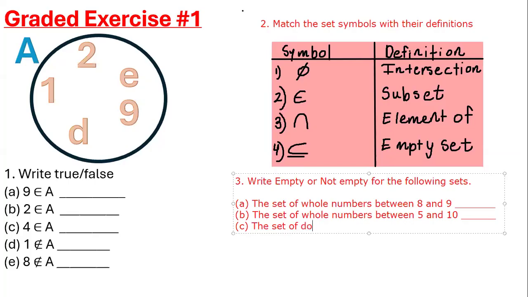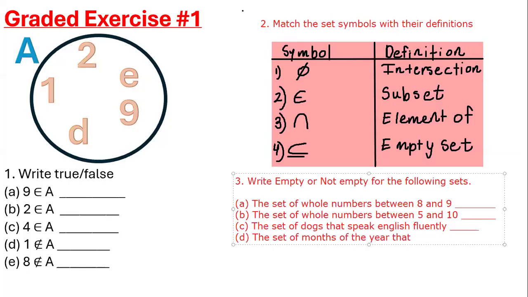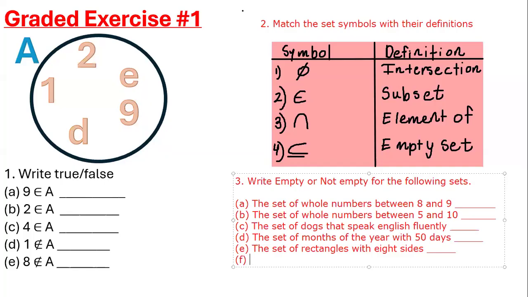The set of dogs that speak English fluently. The set of months of the year with 50 days. The set of rectangles with 8 sides. C, D, E, F. Finally, the set of even numbers that are prime. All right, this is our great exercise.